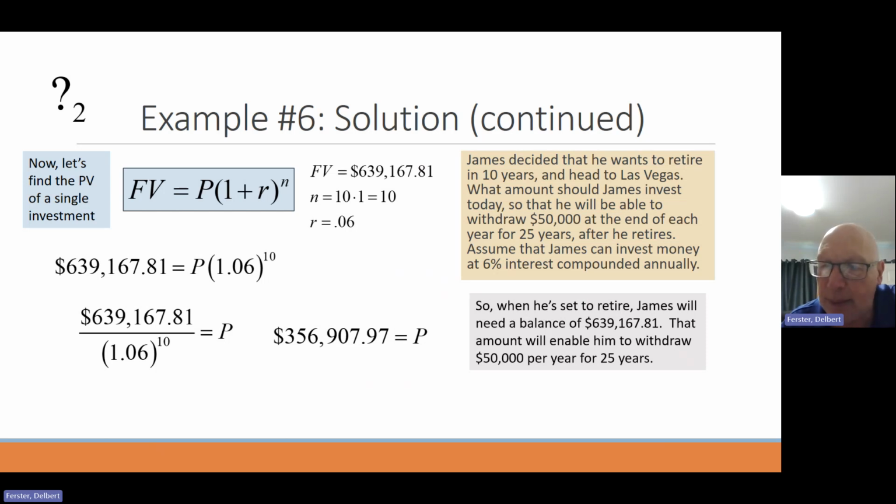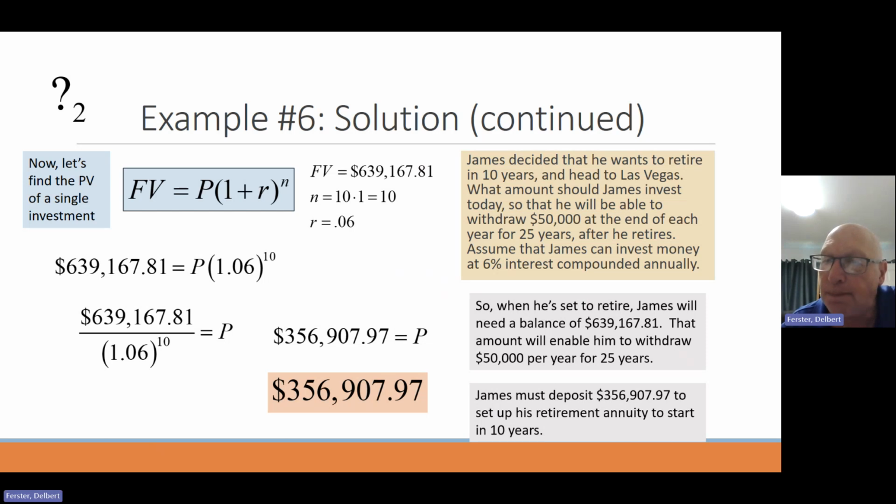And that would set it up so that in 10 years, he would have the full amount of $639,167.81 that would enable him to pull out 50 grand a year and would let him do it for a span of 25 years. So it's a two-part problem. All right, we found the present value of the annuity. Then we realized that that's a future value for a one-shot investment, and we needed to find the present value of that.